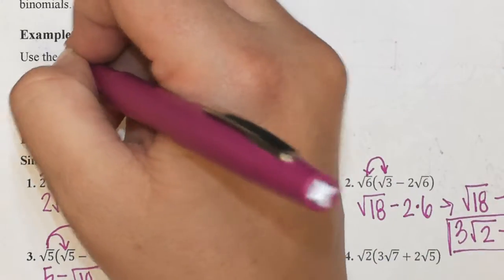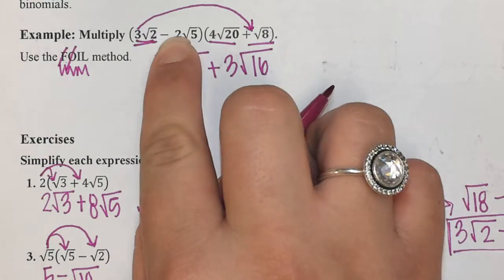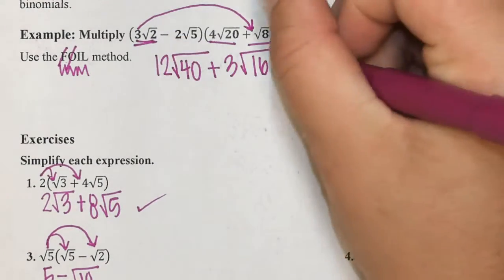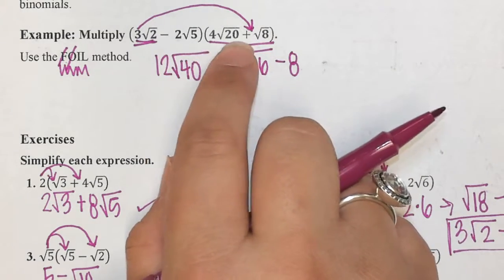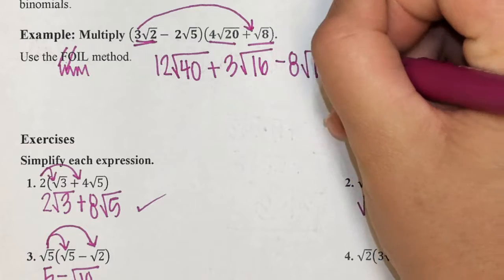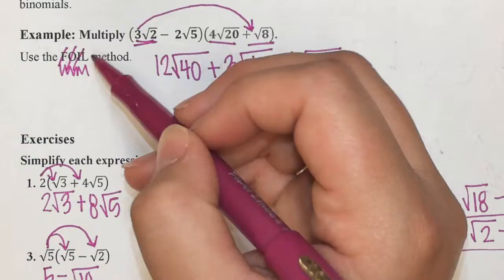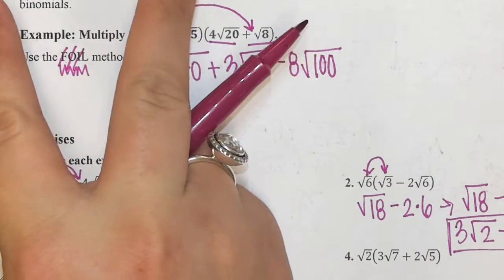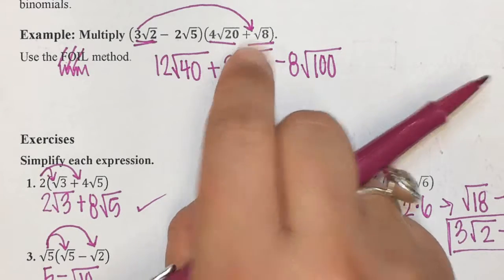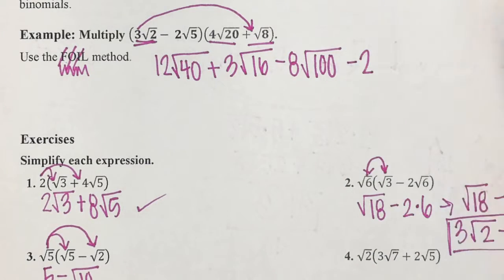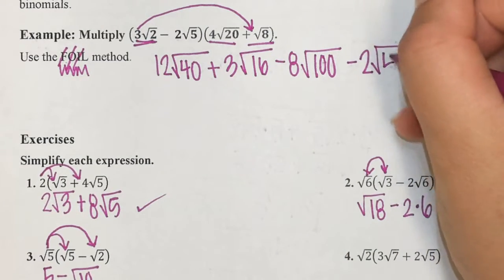So we did first, we did outer. Now let's do inner, the 2 inners. So negative 2 times 4 is negative 8. The square root of 5 times the square root of 20 is the square root of 100. So we did first, outer, inner. Now let's do the 2 last terms of both of these. Negative 2 times the invisible 1 is just negative 2. The square root of 5 times the square root of 8 is the square root of 40.